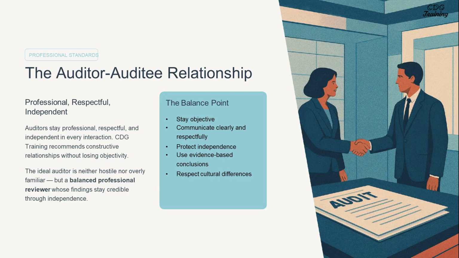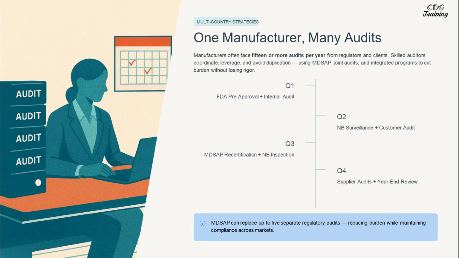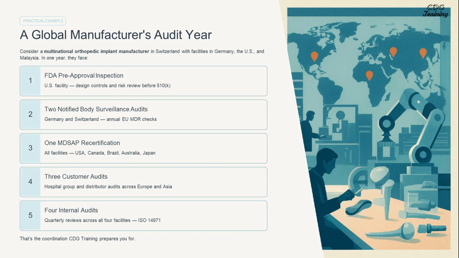A professional, respectful, and independent relationship is key. Auditors must remain objective and constructive, ensuring findings are credible and culturally sensitive. Manufacturers often face multiple audits from various regulators. Coordinating these audits efficiently can reduce duplication and maintain compliance across markets. Consider a multinational manufacturer undergoing various audits in a year. Coordination across facilities in different countries is crucial for maintaining compliance.